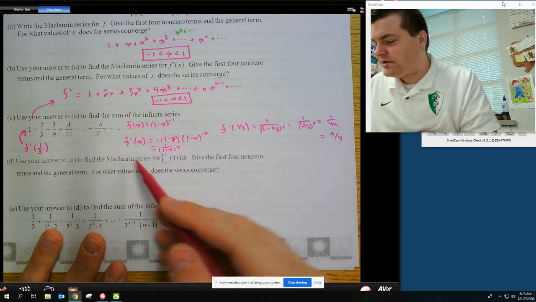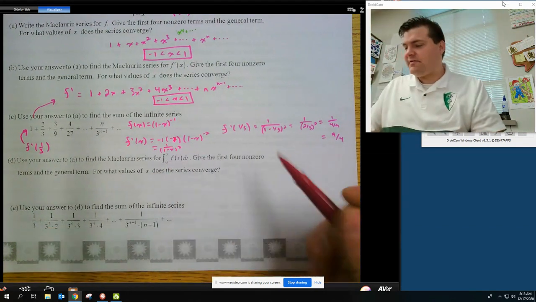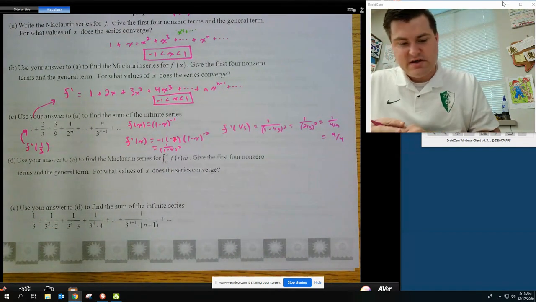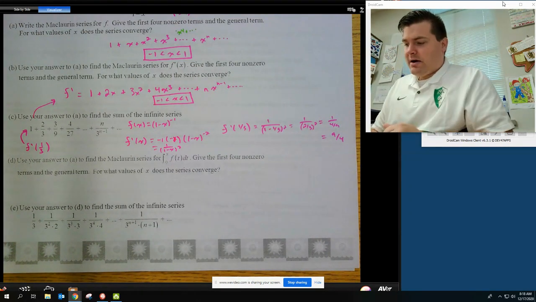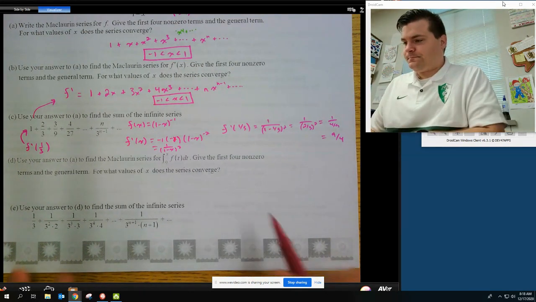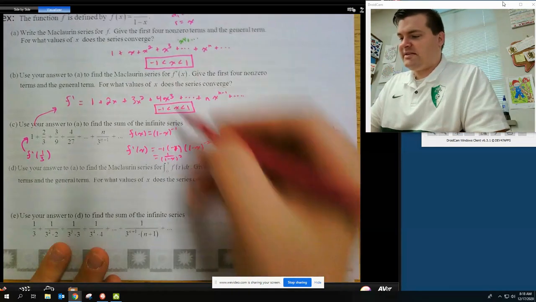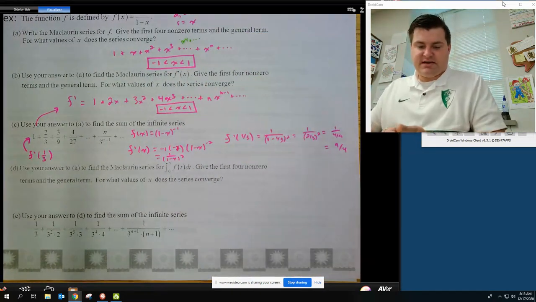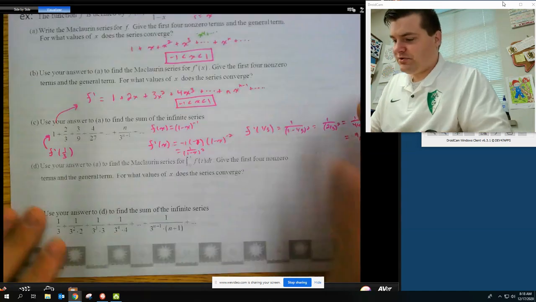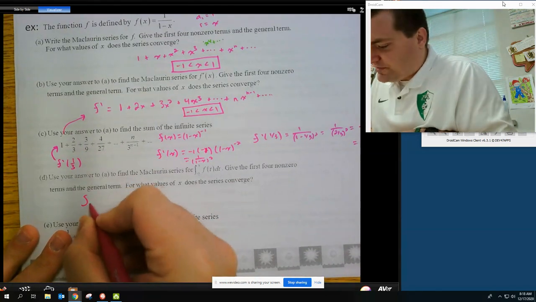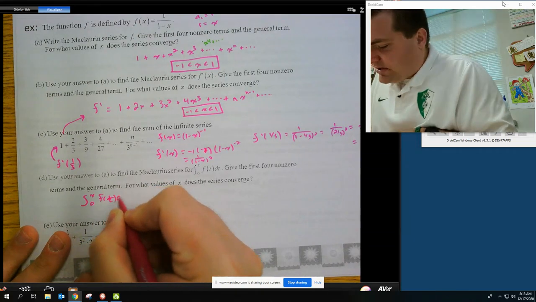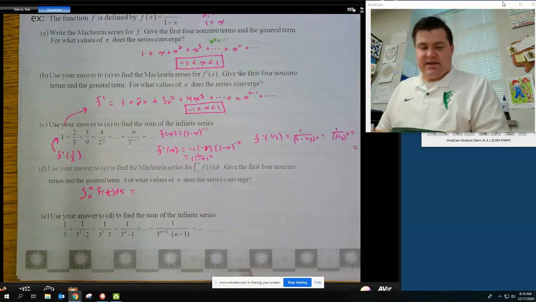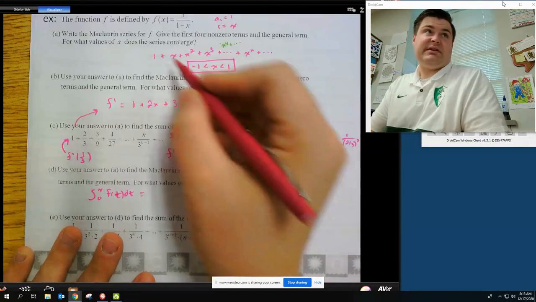Now use your answer in A to find the Maclaurin series for this guy right here. Give the first 4 non-zero terms. So what we're doing here is the same idea, but instead of taking the derivative, now we're going to take the antiderivative. So here it is, from 0 to x of f of t dt. I'm just taking the antiderivative of each of these guys up here. That's all that really is saying.